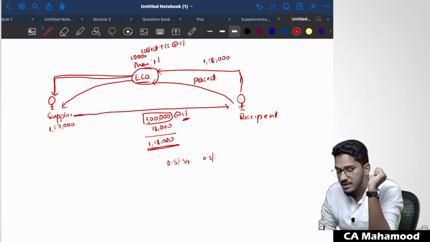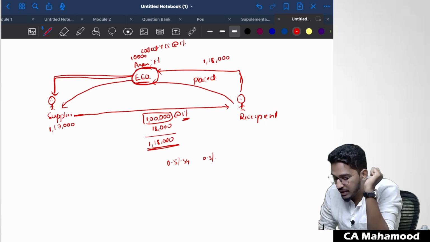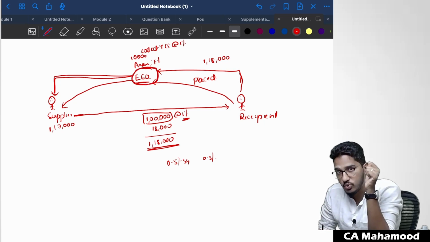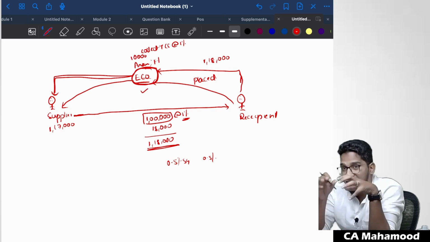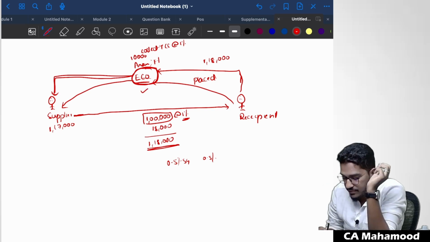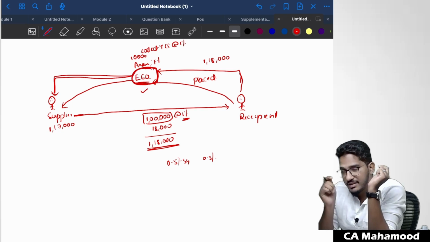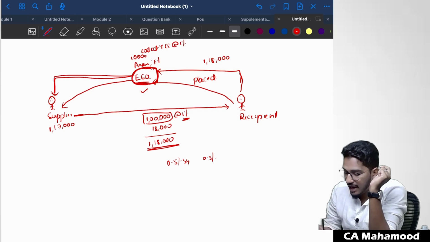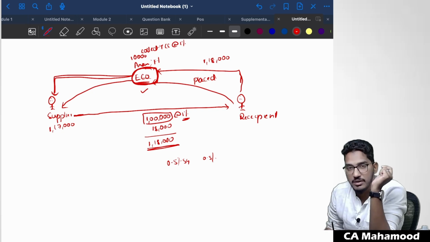So the Act has told, section number 52 has told, if you are an e-commerce operator, if goods and services are getting supplied through you, and if the e-commerce operator is receiving the consideration on behalf of the supplier, then before transferring the amount to the supplier, the e-commerce operator will not transfer the full amount. He will collect TCS at the rate of 1%, and only the balance amount he will transfer to the supplier.